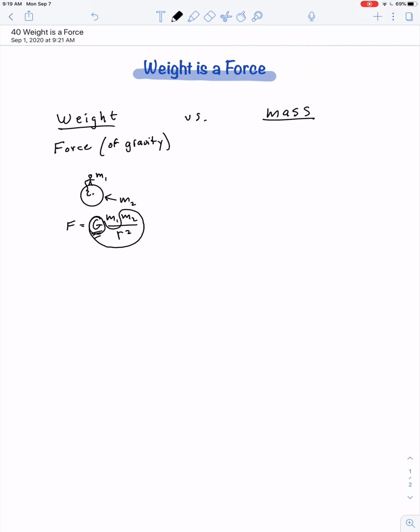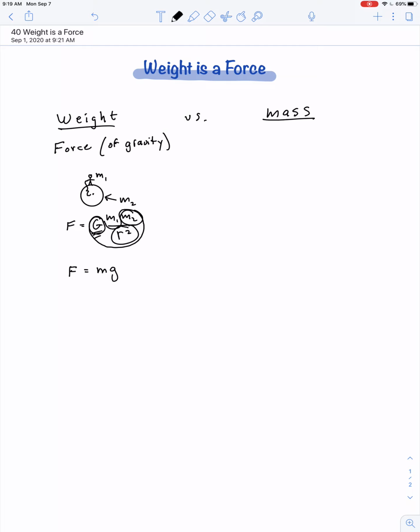We know the value of this constant, we know the mass of the Earth, and we know the radius of the Earth. So a shortcut says you can find your weight, which is really the force of gravity, by taking your mass and multiplying it by the acceleration due to gravity.